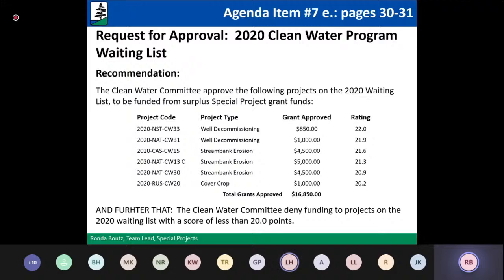So with the remaining funds, my recommendation to the committee is that we do approve funding to 6 of the projects that all score 20 points or higher, and that we deny funding to any projects on the waiting list that score 20 points or less. So on the screen, for those that can see, and those that are on the phone, on page 30, the recommendation lists the 6 projects that I'm recommending we fund with the special projects funding that are on the waiting list. And then the remaining projects that are scoring below 20 would be informed that their funding has been denied.